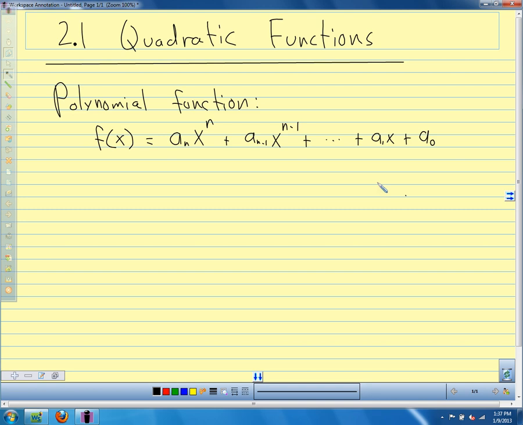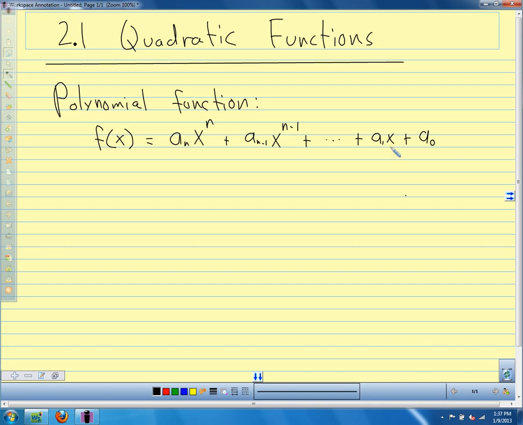So a polynomial function is just a function that we can write this way. Let's listen up, guys. So chapter 2, we're going to be talking about functions that we can write in this form, polynomial functions.